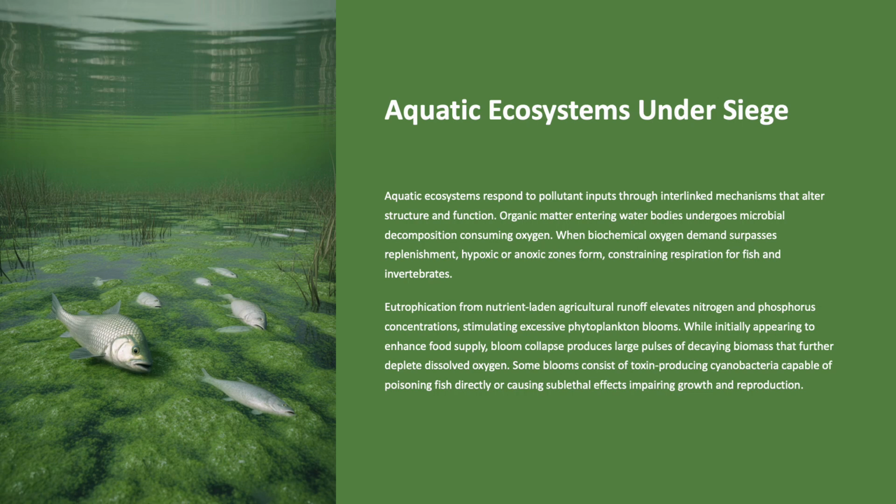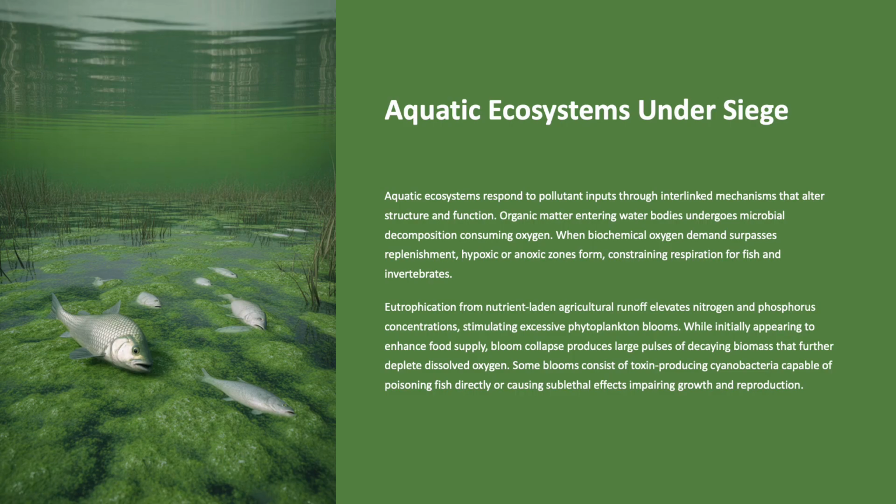One of the fundamental drivers of ecological disruption is the accumulation of organic matter from agricultural and urban runoff. When this organic material enters water bodies, microbial decomposition begins. This process consumes dissolved oxygen as bacteria break down the material. If biochemical oxygen demand exceeds oxygen replenishment from photosynthesis or atmospheric exchange, hypoxic or anoxic zones form. Such low oxygen environments cannot support fish, shellfish, or many invertebrates, leading to mass mortality events and long-term habitat loss.